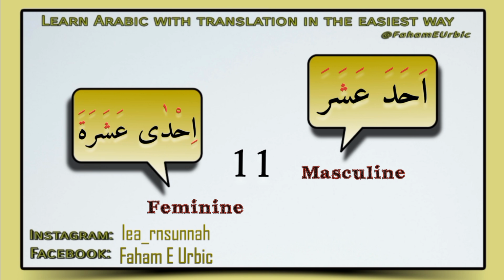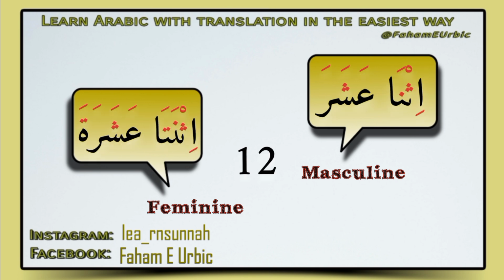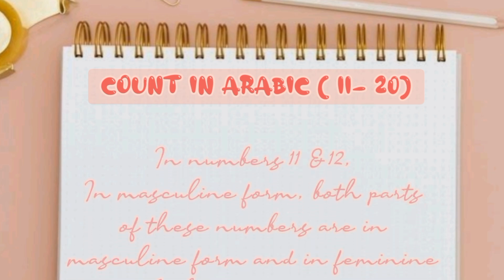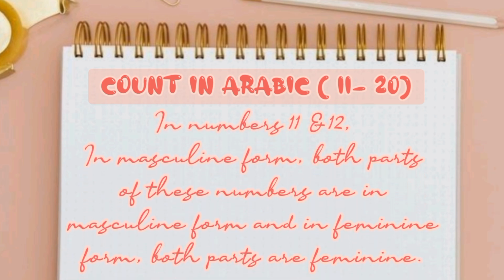In masculine form, number 12 will be إثنى عشر. But in feminine form, number 12 will be إثنتا عشرة. In number 11 and 12, both parts of numbers come in similar gender.